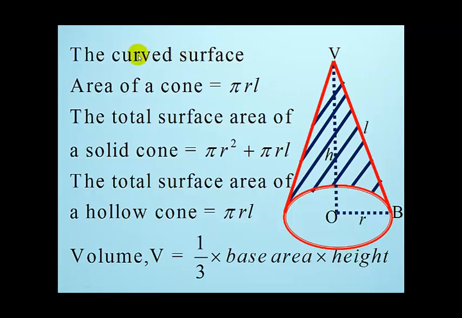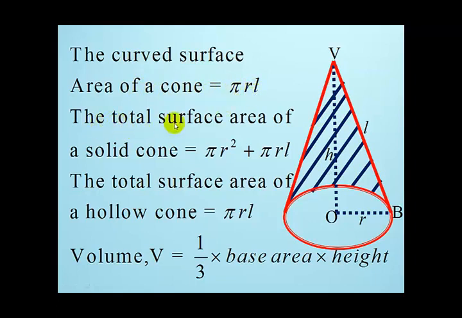Now the curved surface area of a cone is given by pi RL. That is the blue shaded area. The blue shaded area of the cone is the curved surface. So the curved surface area of a cone is equal to pi RL.